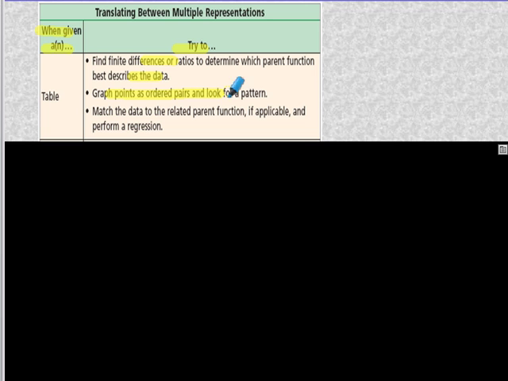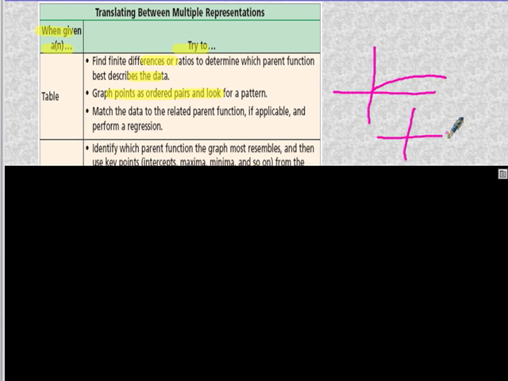So if we got something that maybe looks like this, that's our radical function. If we got something that looked like this, that's a cubic function. So we know some patterns or what some parent functions look like, and we could possibly graph the data points to see if we can match it. And I guess that's basically what this says. I think these two are sort of the same, this one and this one: match the data to a related parent function if applicable. And then we can perform a regression. So if we know it's linear or quadratic, we could also perform a linear regression on it, though most of the time it's easier just to write the linear equation ourselves.